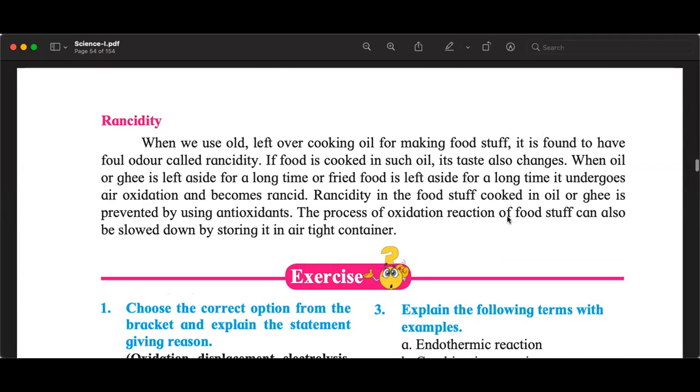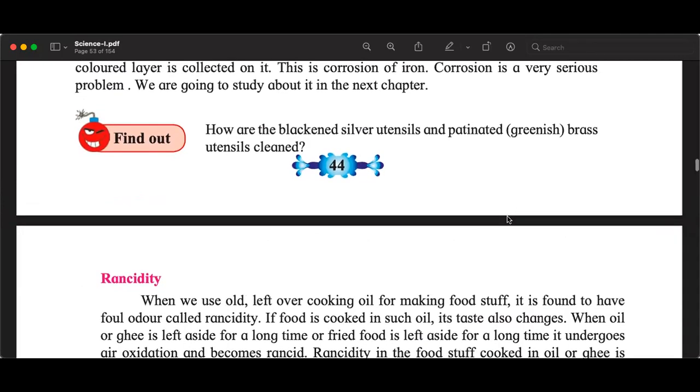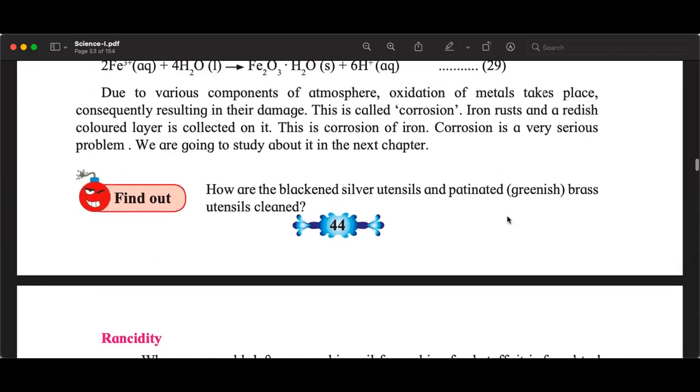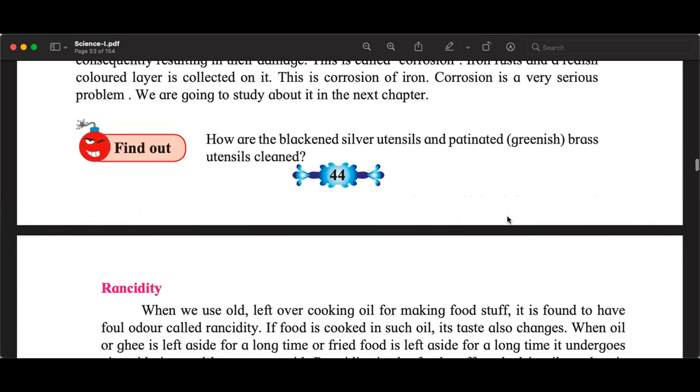So this chapter has a lot of information which is logical, theoretical, and it also has a lot of information which will help us understand how different things in life are happening. There are different phenomena in our day-to-day life. We will understand how those things happen, why those things happen, good or bad.